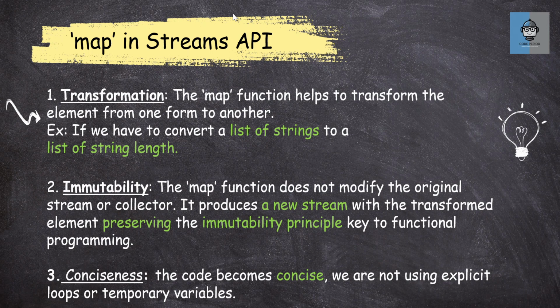Secondly, immutability. Whenever we are using map, a new stream is created. It is not that the original stream is getting modified. In this way we are totally being in line with functional programming by preserving the immutability principle. And that is what is expected.